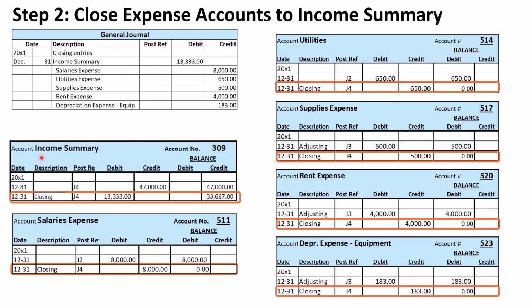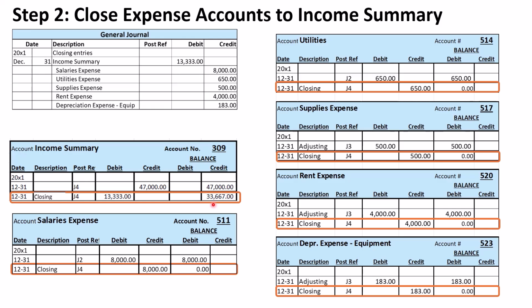We start the posting process with the account income summary and write the date into the date column, closing into the description column, the post ref J4 into the posting reference column, and $13,333 into the debit column. The new balance is $33,667. This amount serves as the first double check that you closed all income statement accounts. The balance in this account should be equal to the profit on the worksheet income statement. The second double check is when we prepare the post-closing trial balance later in this video.